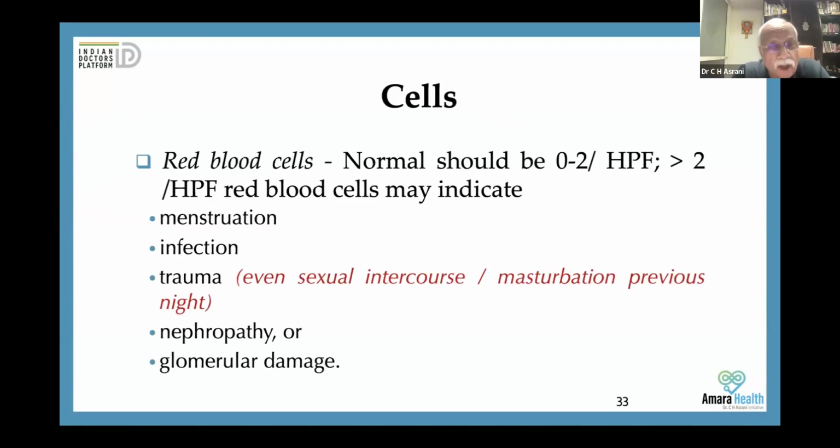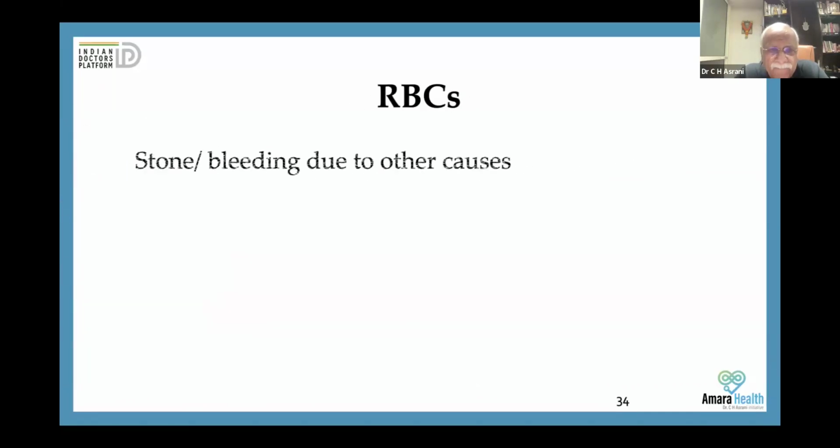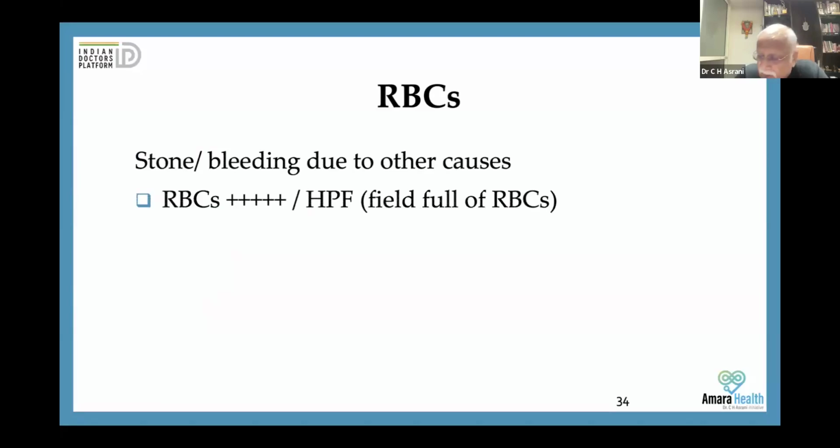infection, trauma, even sexual intercourse next morning can give you some RBCs. Masturbation previous night. Please develop skills to ask this question to the patients. Nephropathy or glomerular damage. RBCs large in amount either could be due to a stone or bleeding due to other causes.